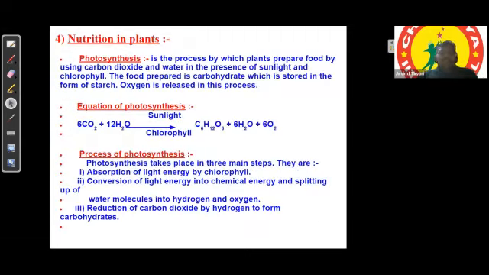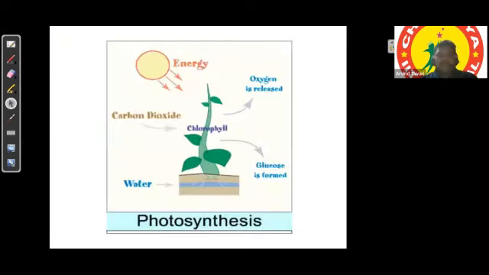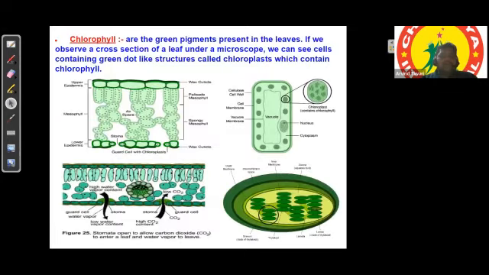All these things we have done. We need to do about nutrition in plants also we have done. Okay, anyone has any doubt? Is there any doubt with anyone?